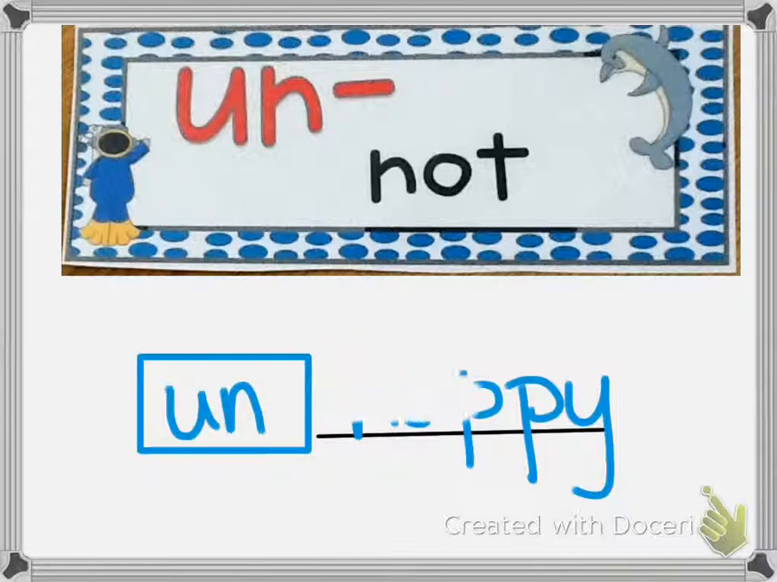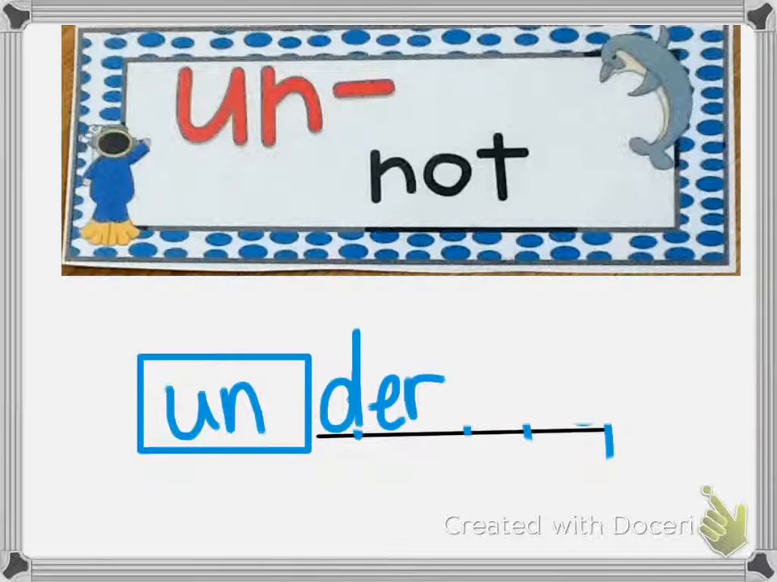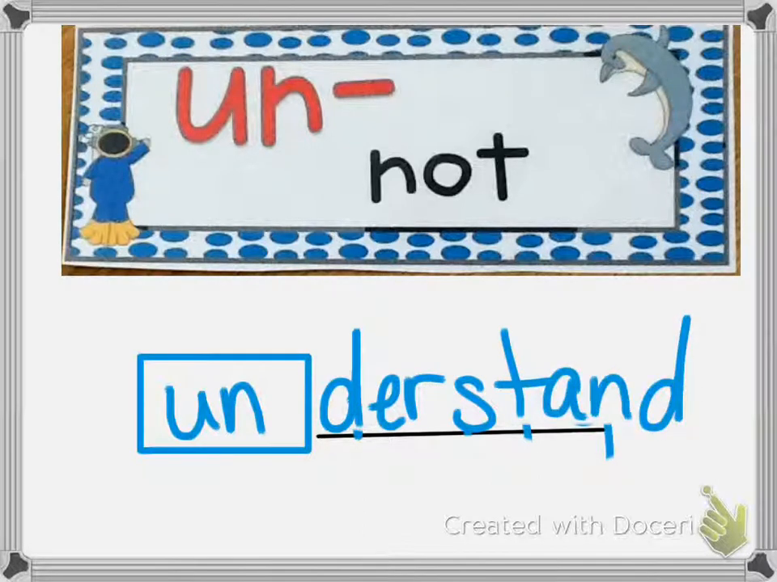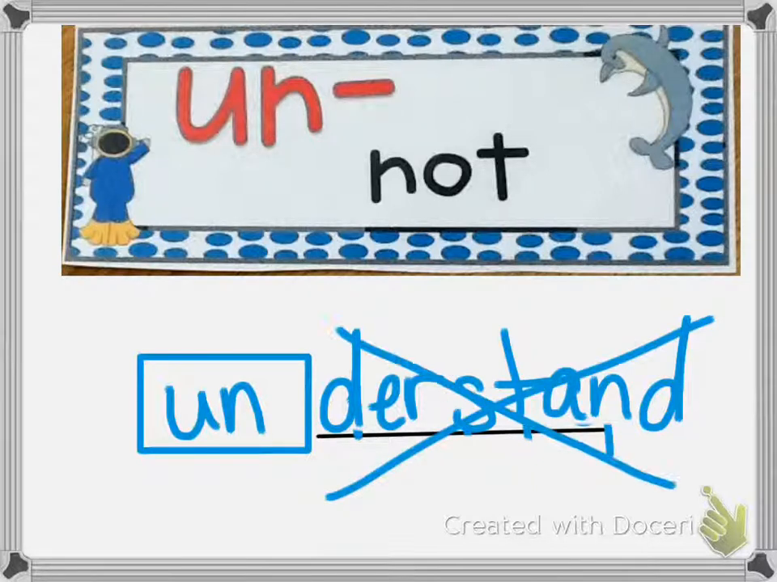Remember, when you're looking for prefixes, you need to make sure that your base word is a real word. In the word understand, derstand is not a word. So there is no prefix in the word understand. You need that base word. It's super important. So un means not. Unreal, you're not real.